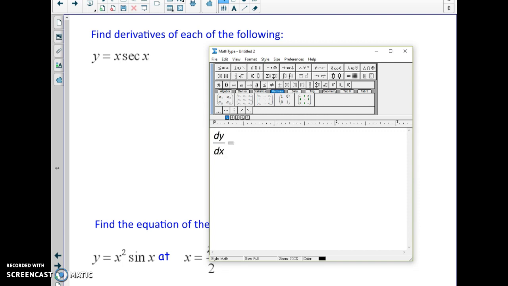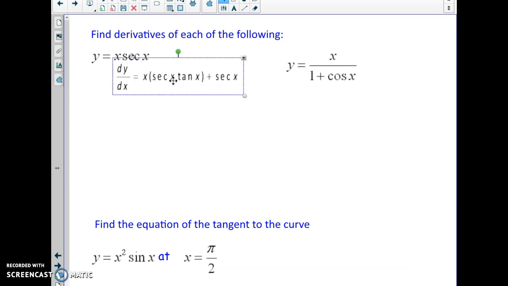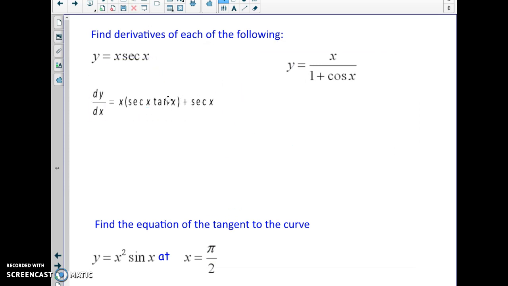So remember, your product rule is the first times the derivative of the second. We just determined that that derivative is secant x, tangent x. So first times the derivative of the second plus the second, secant x, times the derivative of the first. That's our derivative. Do you have to simplify it? No. Will you need to simplify it in the future? Possibly. So for right now, this is fine, but you might need to take it farther in the future.